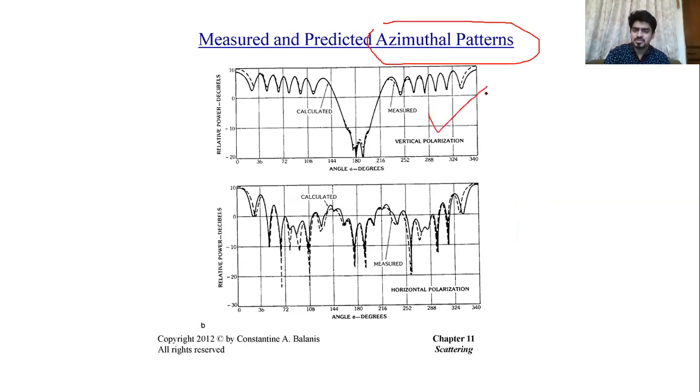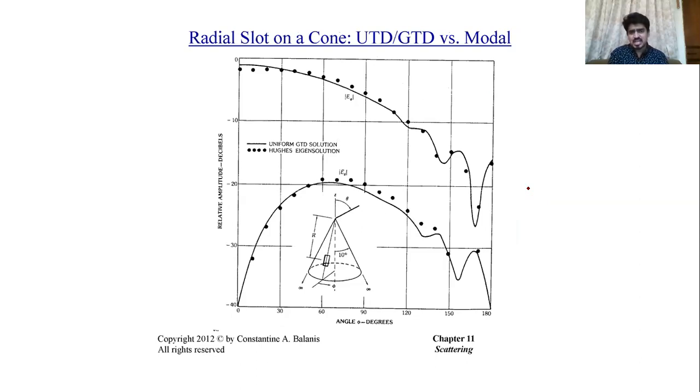Okay, so you can see that they are in good agreement. Again, if you have a slot on something like a conical structure, here you can see that you have a radial slot along the radius of your conical structure. This would be your results using GTD solution, uniform GTD solution, when we compare with the eigen solution, which is supposed to be more accurate.